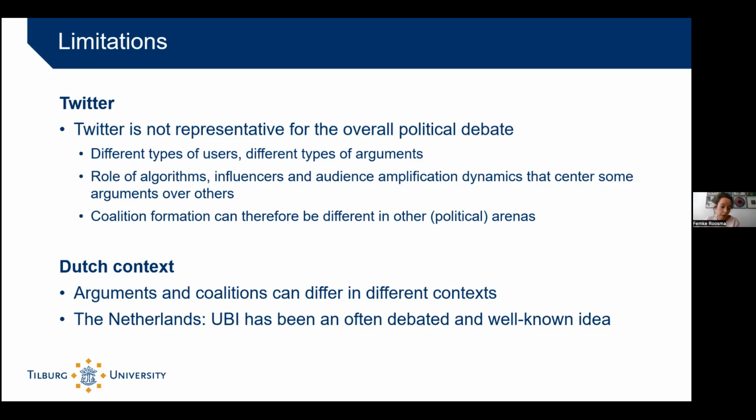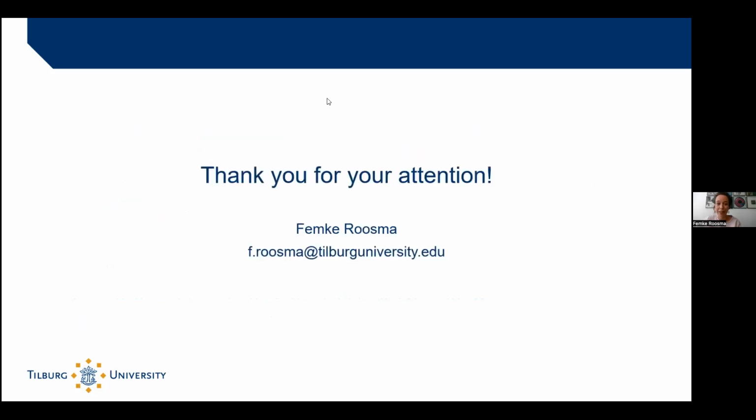And then the Dutch context is also, of course, leading. So arguments and coalitions can differ in different contexts. And the Netherlands is maybe a little bit particular because UBI is a well-debated proposal that has some history in the Dutch political context. So it might be that arguments are more developed here, or some things are more well-known. I'm not sure, but it's focused only on the Netherlands. So these are some limitations. And I look forward to your questions, and thank you for listening.